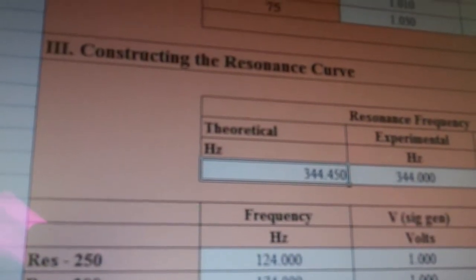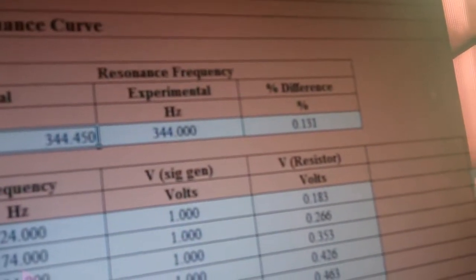Your mileage may differ. In other words, I'm probably going to change some of the values of the capacitors and inductors so we get a different curve. But that's okay, because you'll like it. And then it says the experimental. How do we find that one? Oh, we got to do the rest of the lab.